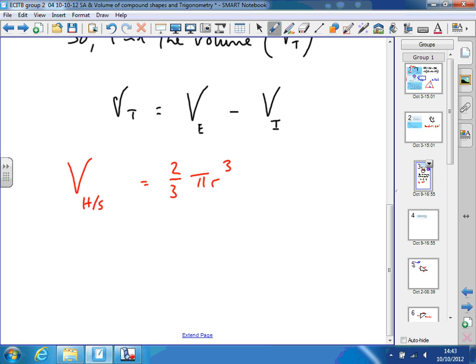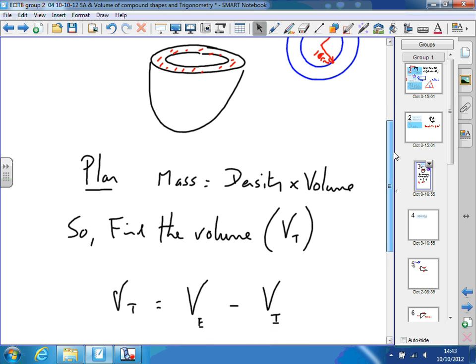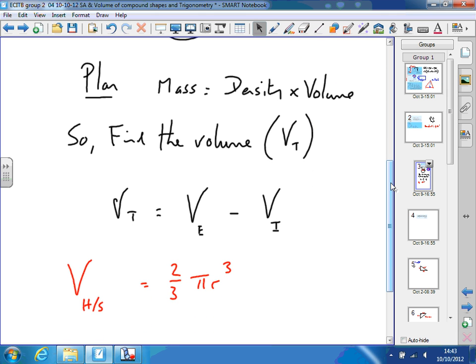So now we can use that formula to find the external volume and subtract the internal volume. We've got the volume of the crucible. Once we've got the volume of the crucible, we then multiply that by the density, which is 8.9, and we've got the mass. Problem done. Okay? So the first stage is to plan it. Mass is density times volume. So find the volume. The volume is the external volume minus the internal volume, and then we've found the formula that's going to help us, and we can work it out. Okay?